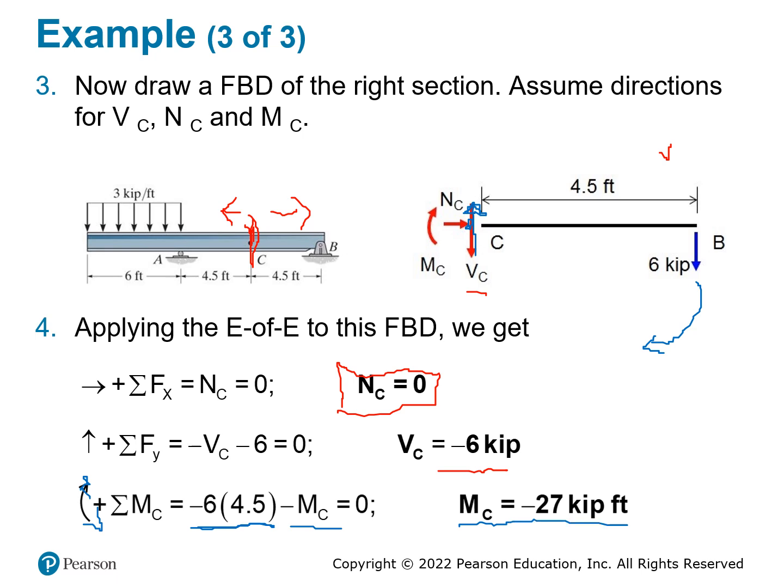So this gives us the answer if we wanted to know how much force is acting at point C. The answer is you have a shear force of 6 kips, and this force is going up. You also have a moment at point C. This moment is going to be counterclockwise, and that's 27 kip-feet.